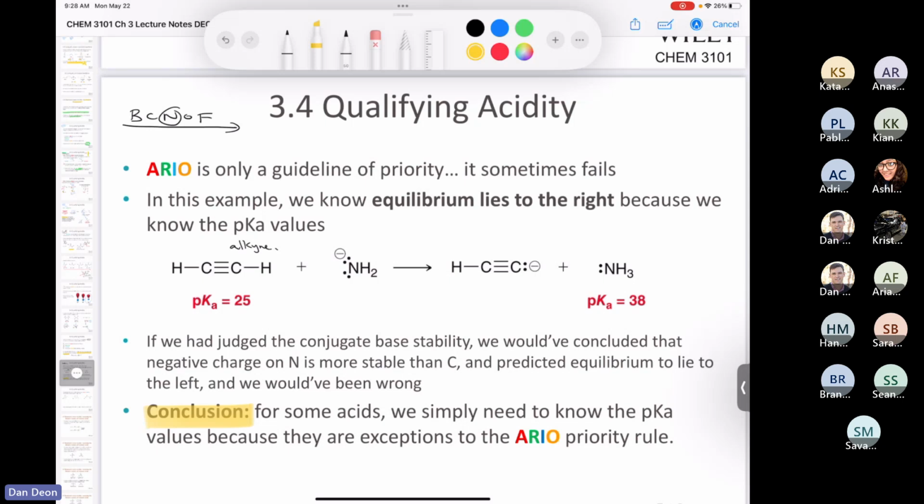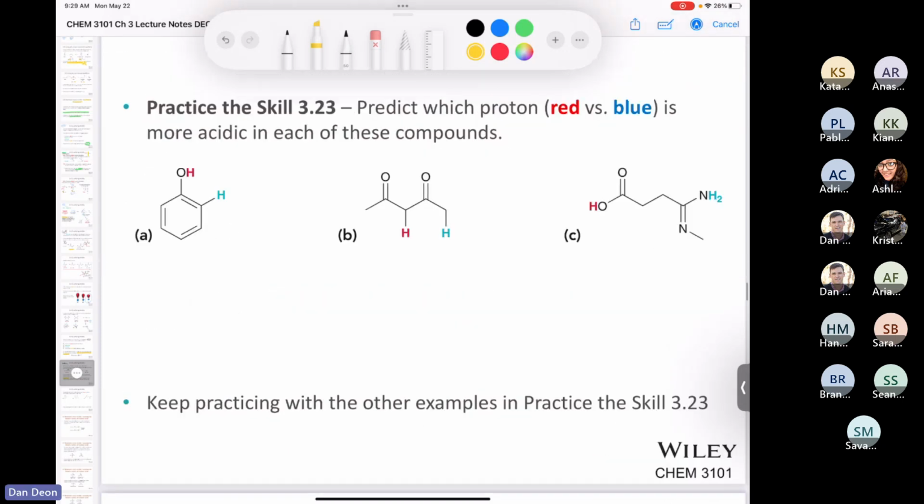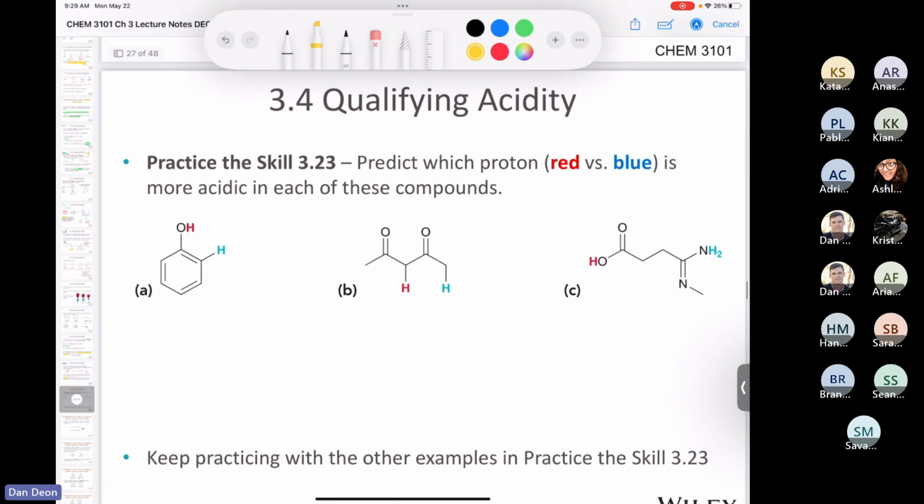Somebody asked, in rule 4 with orbital, would we ever compare a p orbital to an sp3, sp2, and sp? No, that won't happen because it's not about a p orbital. We're talking about hybrid orbitals, right? A p orbital is not hybridized. All right, so let's move on from there and let's try a practice problem.